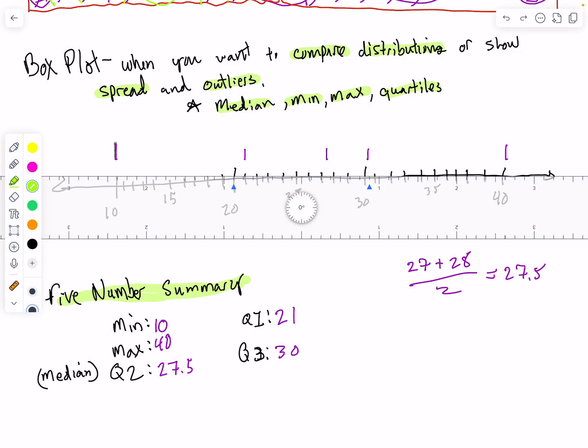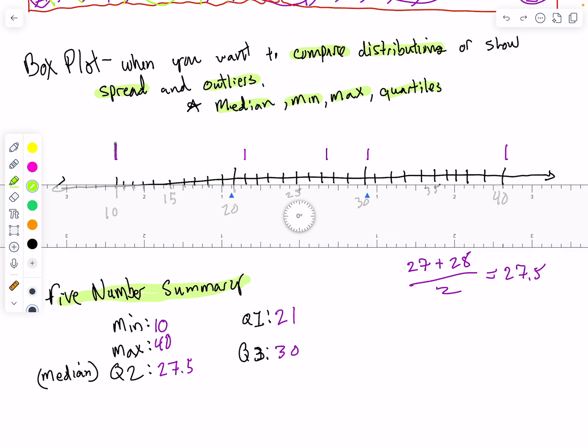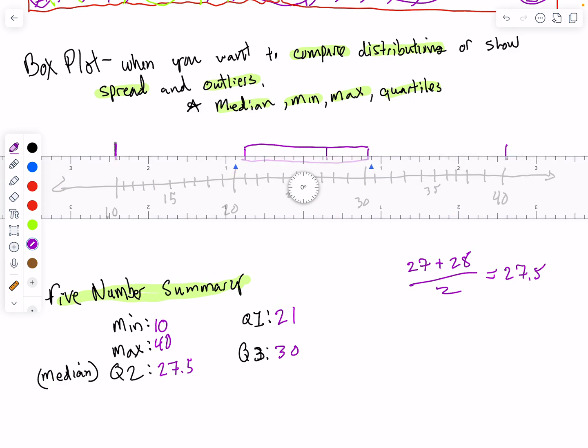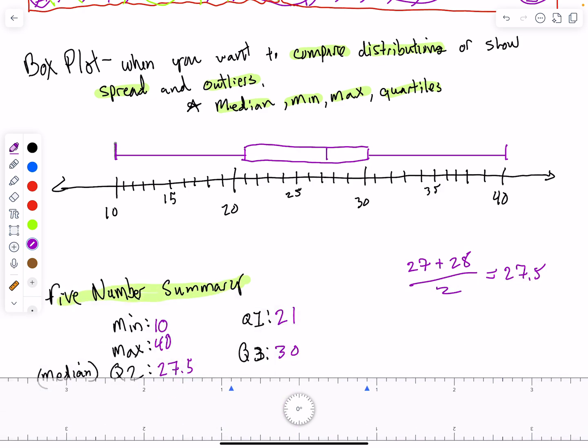Once you have those vertical lines, you're just going to draw a box connecting the 3 lines in the middle. And then you're going to draw the whisker kind of things out towards the maximum and out towards the minimum. And so we have that. That's done.